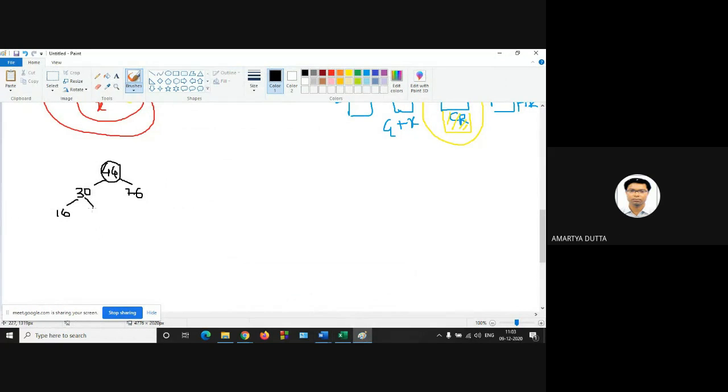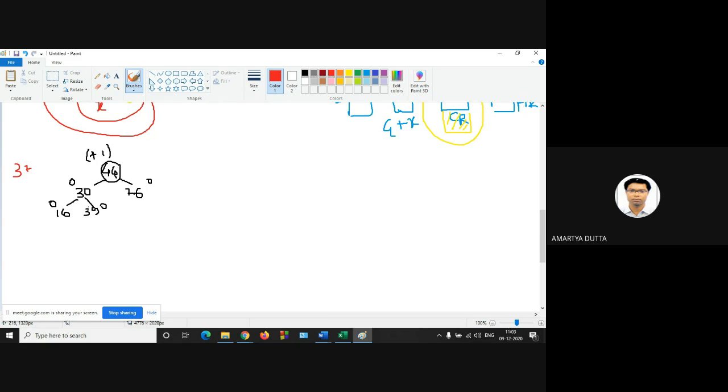Now check the balance. Yes, it's balanced. So what is the balance factor of 44? Plus 1. The balance factor of 44 is plus 1. And the balance factor of 30 is 0, 76 is 0, 16 is 0, and 39 again is 0. Okay. Now insert 37.